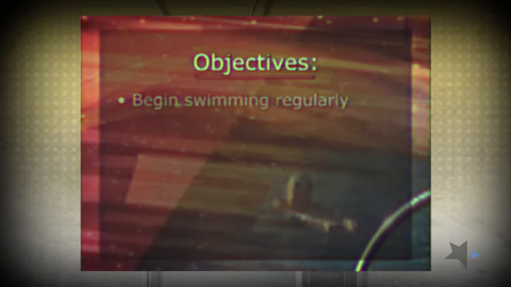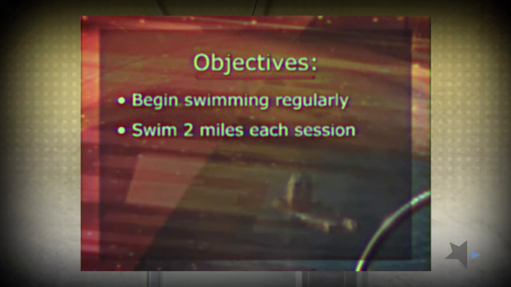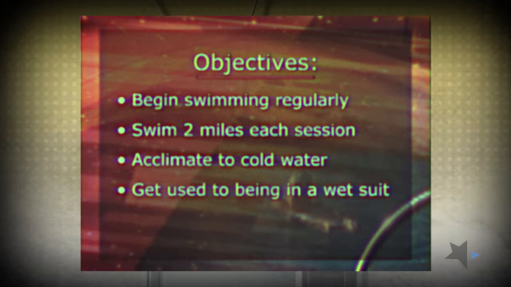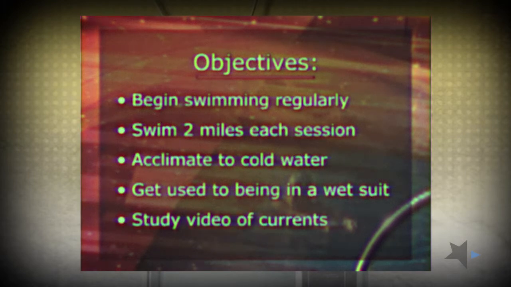First of all, I had to get more regular in my swimming. It's a little over a mile, so one of my objectives was to swim about 2 miles every time I swam. Another objective is that the water's kind of cold there, 58, and most pools are warmer, so I needed to have an objective to get out to cold water and swim in the cold water. I had never swum in a wetsuit, so another objective was to get used to the feeling that a wetsuit has. I had to watch videotape to figure out all of the currents that are in the San Francisco Bay.